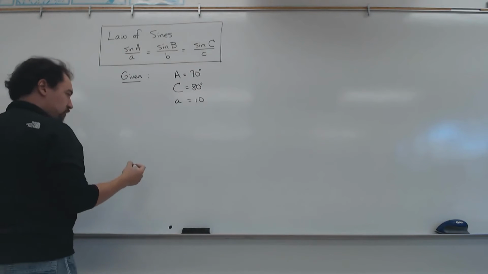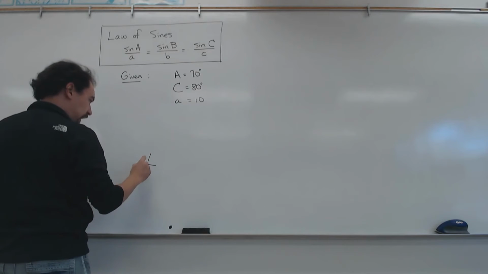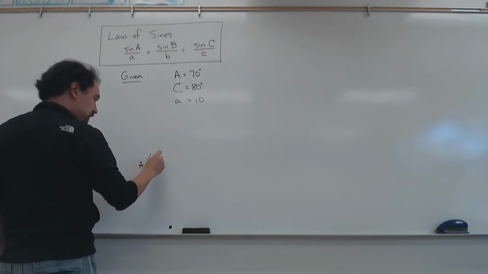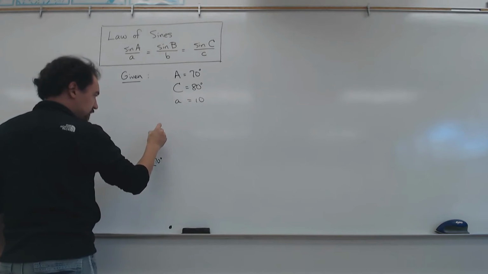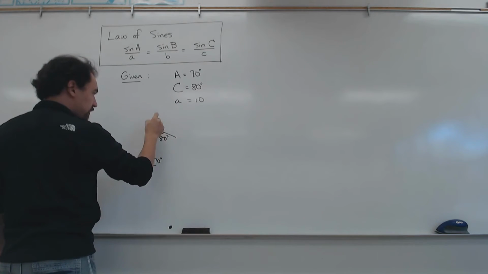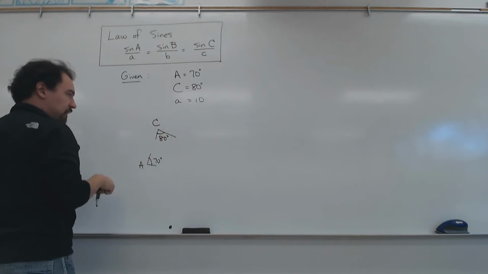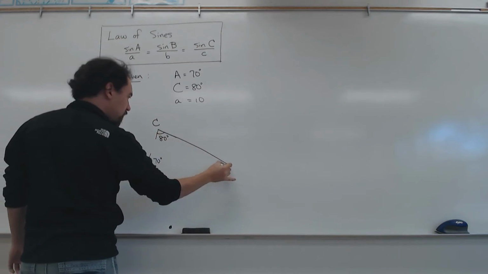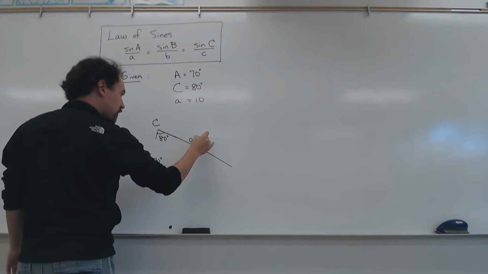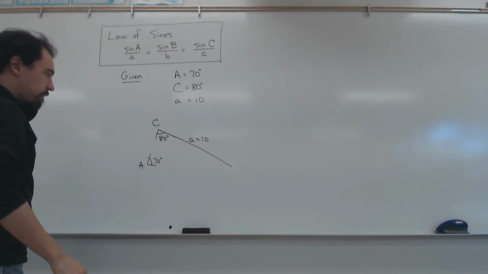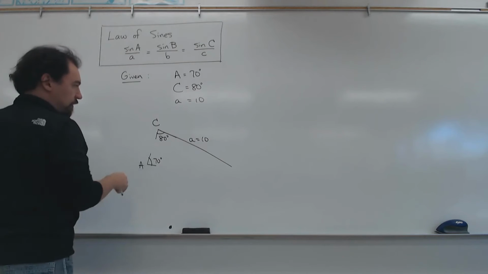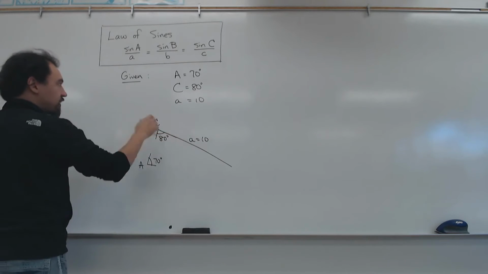So if we try to draw a triangle out of this, we'd find something like angle A, 70 degrees, and then angle C is 80 degrees, and we know the length of the side opposite of angle A, so we know the length of that side. What we don't know is anything else. This configuration of information, we say angle, angle, side, like this.